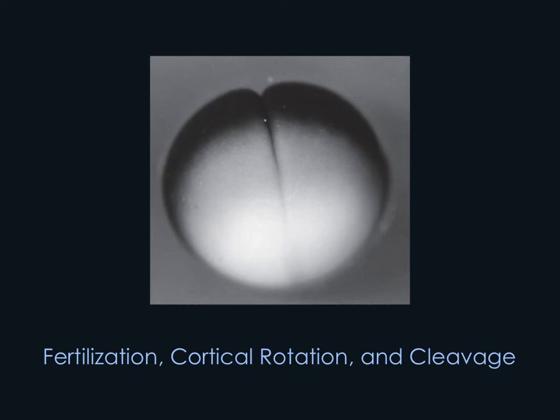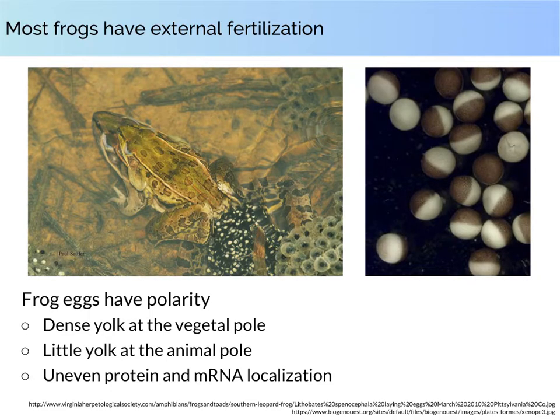Let's begin by looking at the process of fertilization as well as some of the mechanisms behind axis specification and cleavage. The majority of frogs have external fertilization in which the male fertilizes the eggs as the female lays them. It's worth noting that there are a few species of frog that utilize internal fertilization, and in that case the eggs are fertilized inside the female's body before they are released.